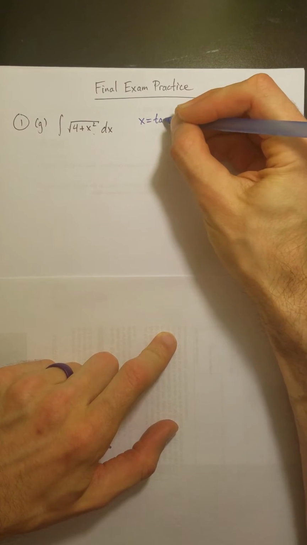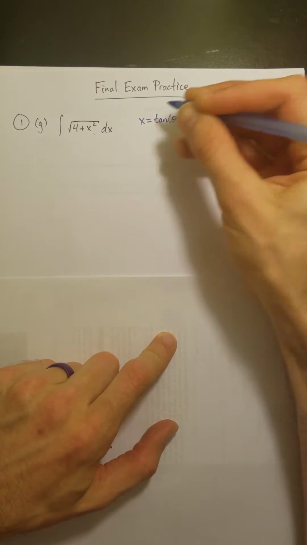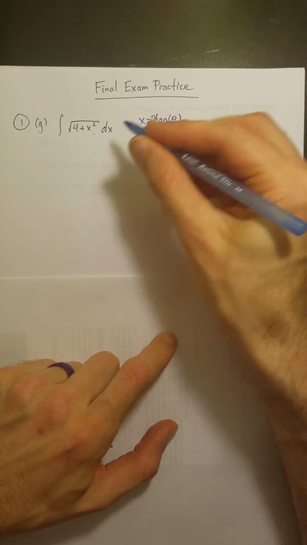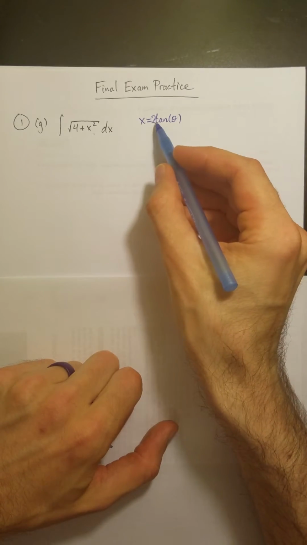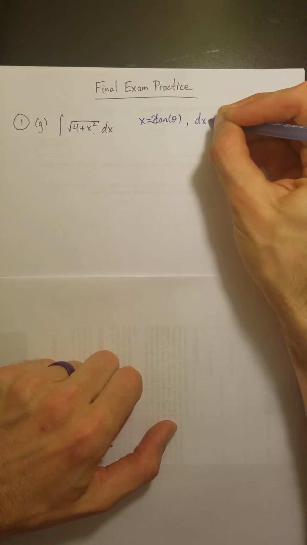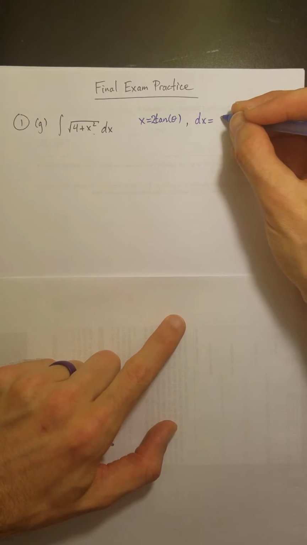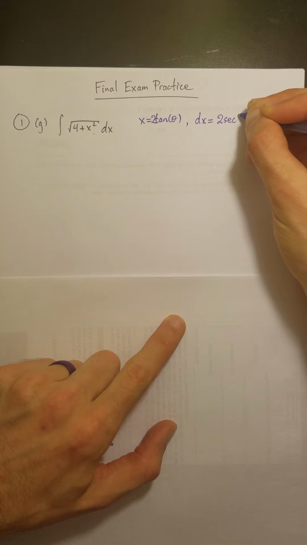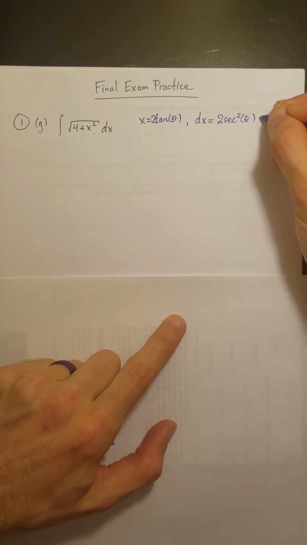In this case, we're going to use x is equal to tangent theta, but not so fast, because we need a 2 in front. When we square this, we want it to have a coefficient of 4. Either way, let me just calculate dx so I don't forget to do it. This is going to be 2 secant squared theta d theta.